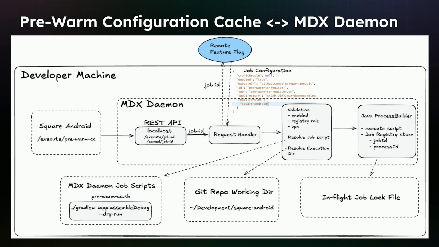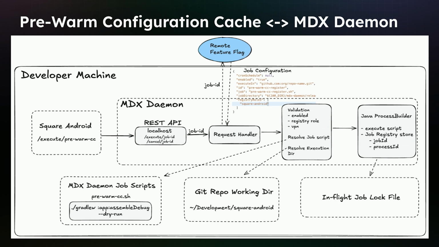This script contains a Gradle command to execute a build with the dry run flag. The daemon dynamically resolves the directory where the Square Android Git repo is cloned on the machine, and then the daemon executes this script from within the Square Android directory to run a Gradle build in the background.